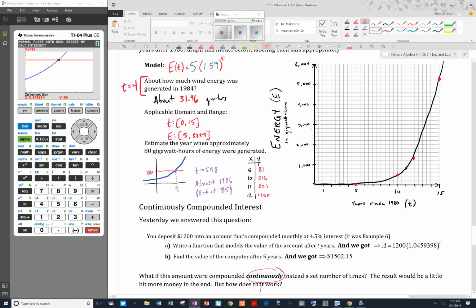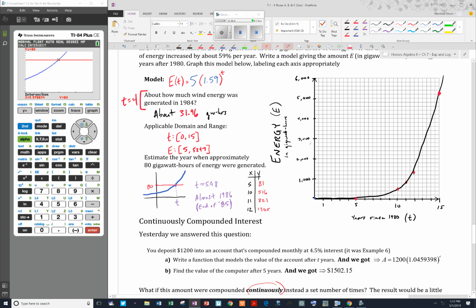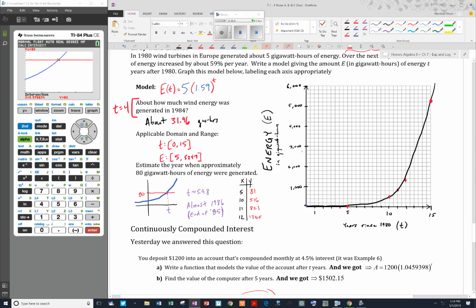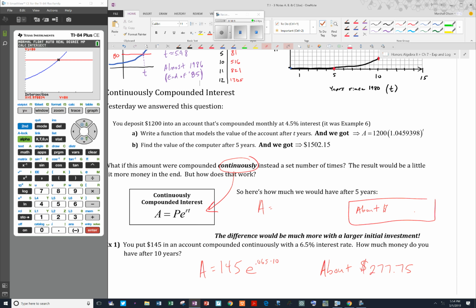All right, so that was not really outside the box of what we did yesterday, just another good example where we're using a graphing calculator. Okay, so now we're moving into something quite a bit different here.